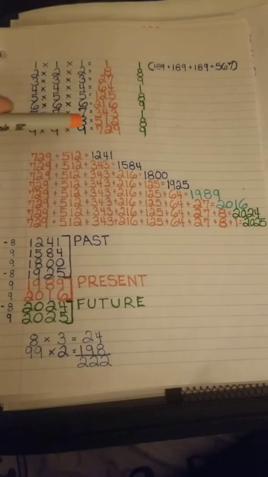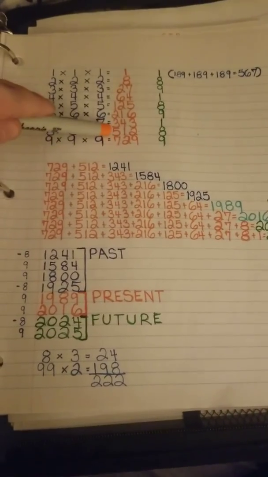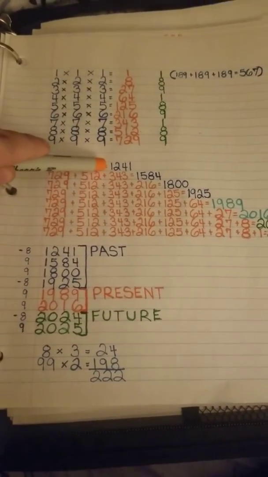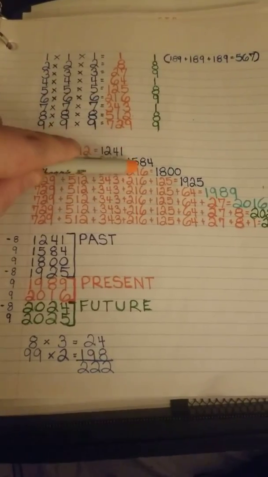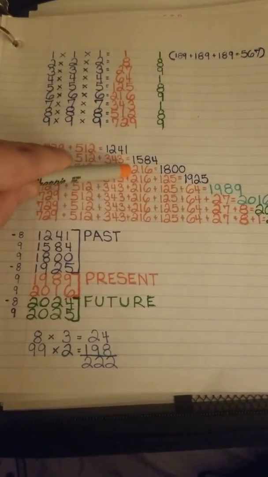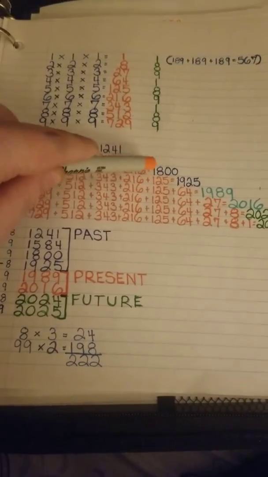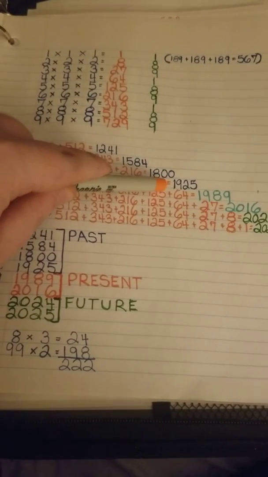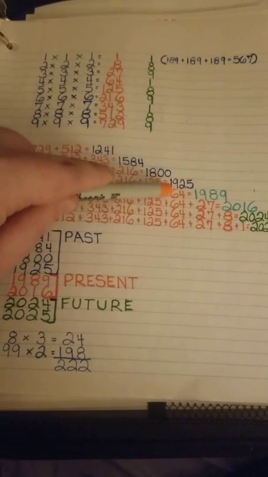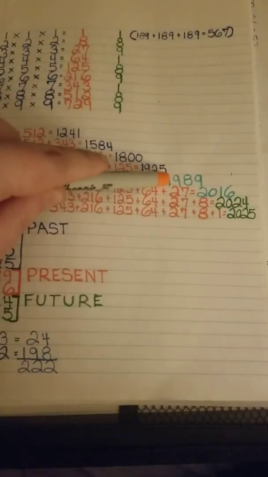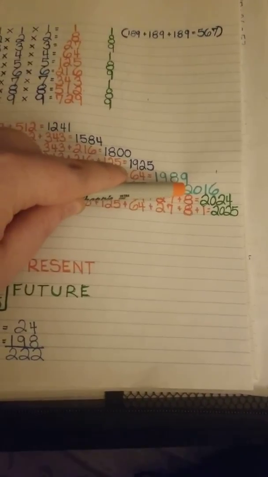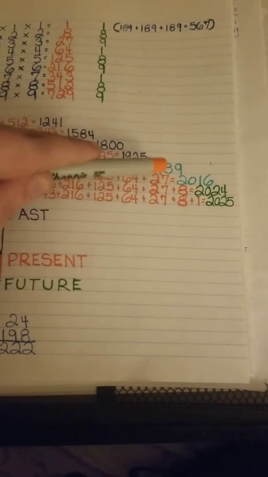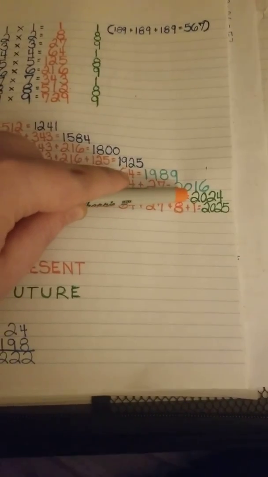Now, if you were to take 729 plus 512, it would equal 1241. Add 343 to that, so the next step up is 1584. When you add 216, it would be 1800. When you add 125, it's 1,925. When you add 64, there's that magic 1989 again. When you add 27, you get 2016. When you add 8, you get 2024. And when you add 1, you get 2025.